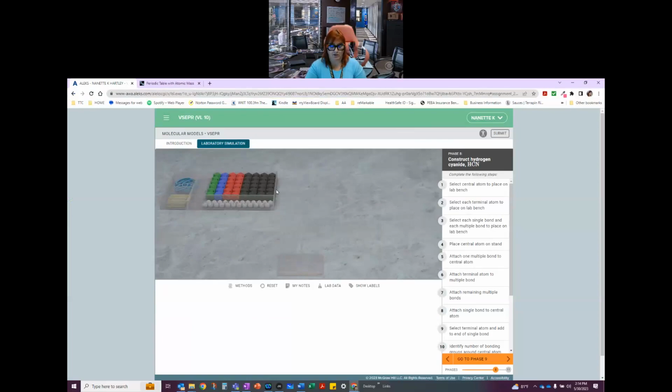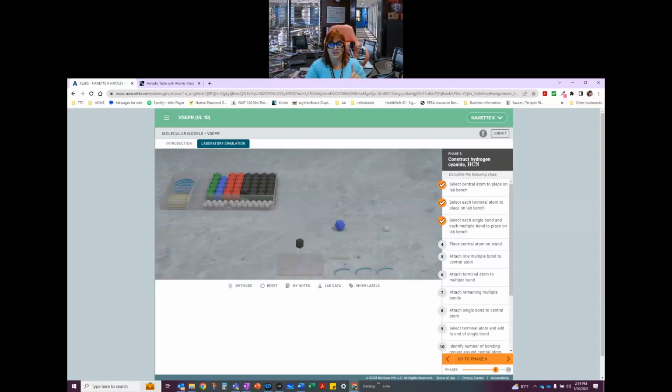So the central atom is that carbon, so I'm going to put him down. I have 1 hydrogen and 1 nitrogen. So that's everybody. It says to put a single bond, and that's for the one between the hydrogen and the carbon. And then we have 1, 2, 3 bonds between the carbon and the nitrogen.